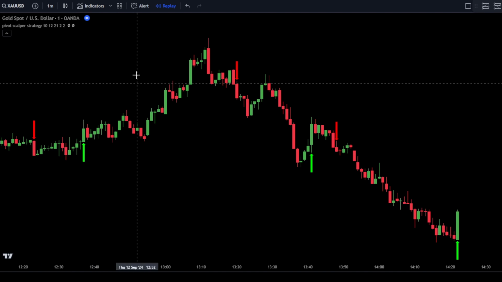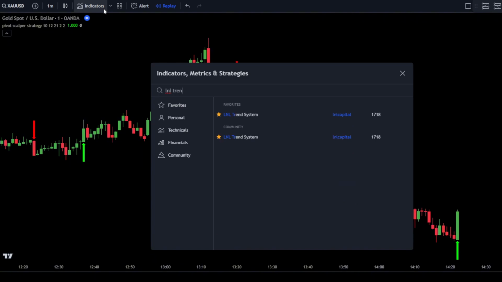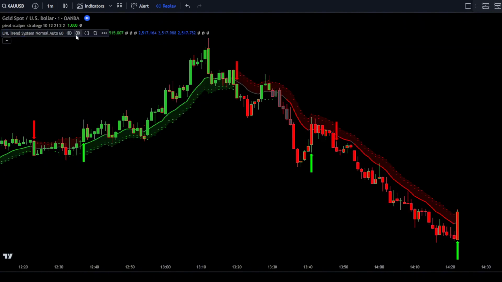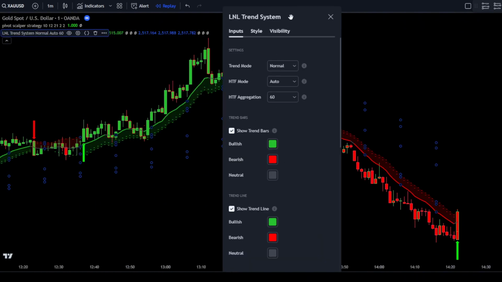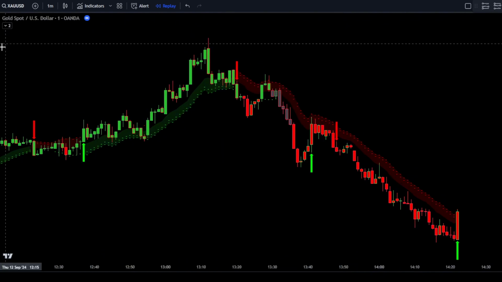Go to the Indicator Search tab and type LNL Trend System. Next, select the LNL Trend System indicator from LNL Capital. Then, make a few adjustments to the Trend System indicator. Go to the Input tab and uncheck the option for Show Trend Line. Once you're done, simply click OK to save the changes.